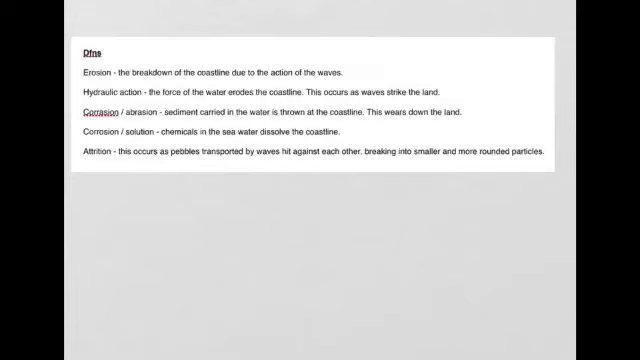This video is designed to talk you through the process of coastal erosion. Coastal erosion occurs in pretty much the same fashion as river erosion. The definition is the same also. Erosion is the breakdown of the coastline due to the action of the waves.